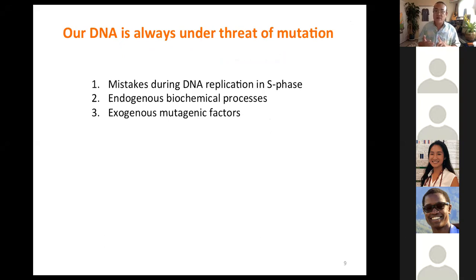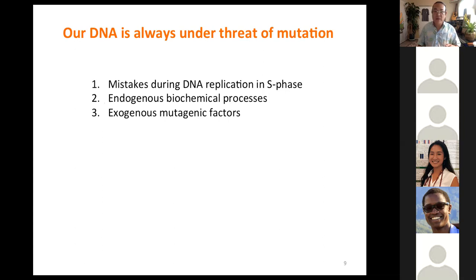If you consider that there are three main ways that our DNA is under threat of mutation, exogenous mutagenic factors like carcinogens or UV radiation, that's only one of the three. There are also, simply put, different possibilities of our DNA being damaged because of just normal biochemical processes inside of the cell, having to do with, for example, metabolism.